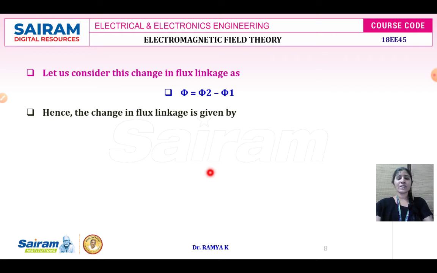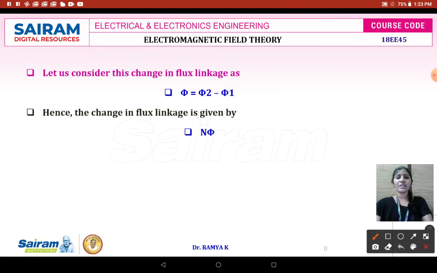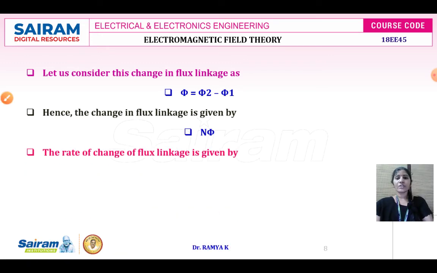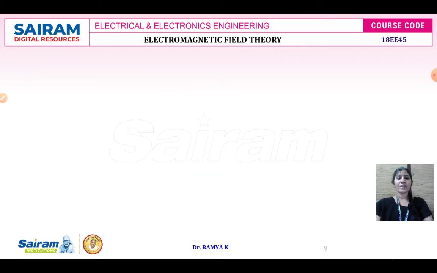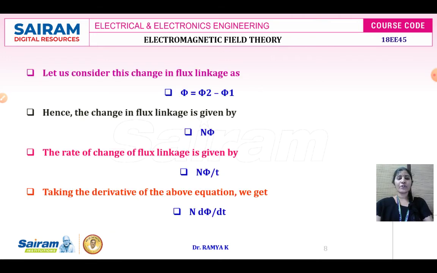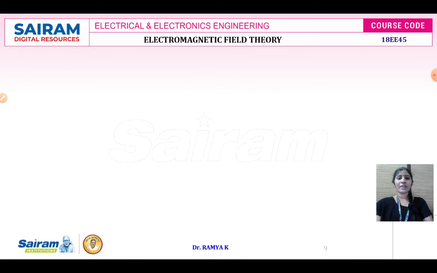Hence, the change in flux linkage is given by N delta phi, where delta phi is phi 2 minus phi 1. Phi 2 is the flux linked with the coil at time T2. Phi 1 is the flux linked with the coil at time T1. The rate of change of flux linkages is given as N delta phi divided by delta t. Taking the derivative of the above equation, we get N into d phi divided by dt. This is the proof for the EMF equation, that is Faraday's law.